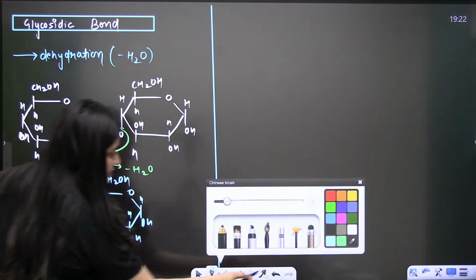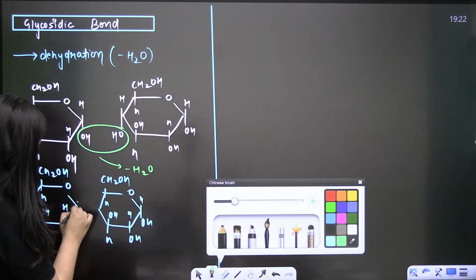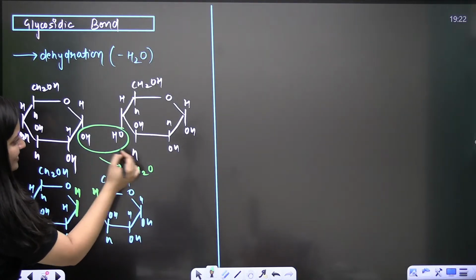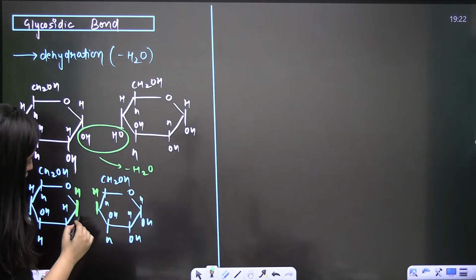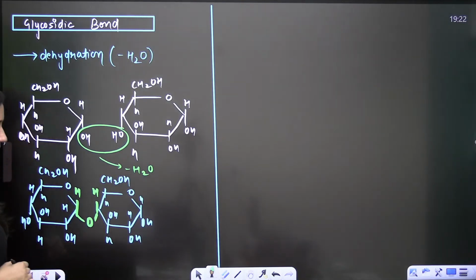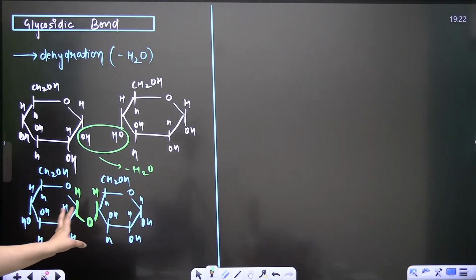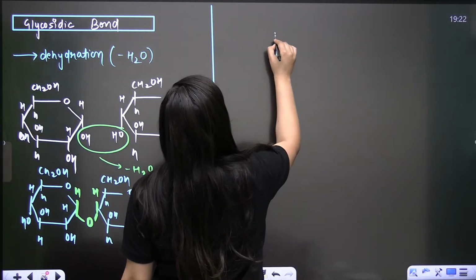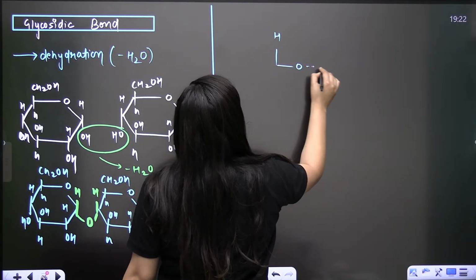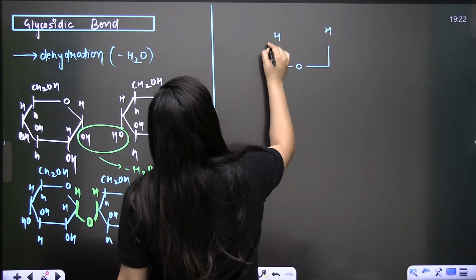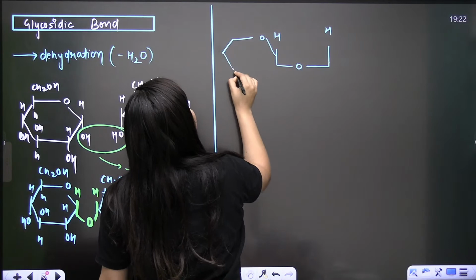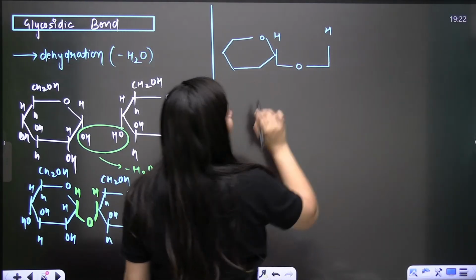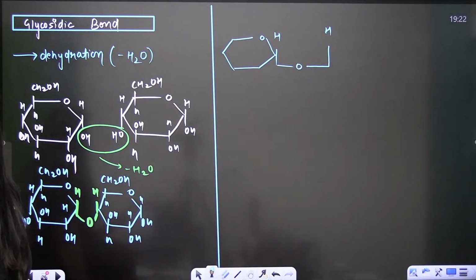So here just know, H will be there, H will be there. So it is H2O, 2 H out, 1 oxygen out. So only 1 oxygen is left. So there will be something like this. Like in between two glucose, you can see the structure will be like this, yes or no? Right, this is the glycosidic bond.